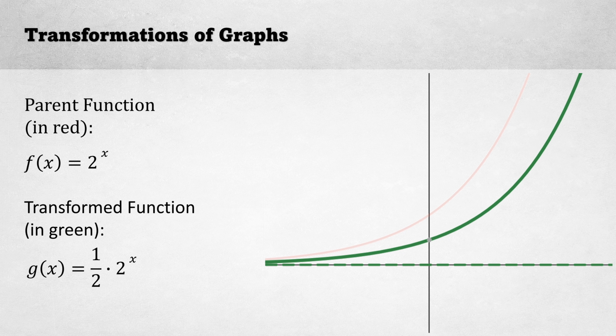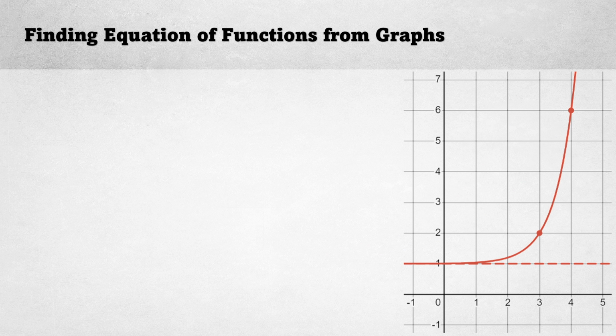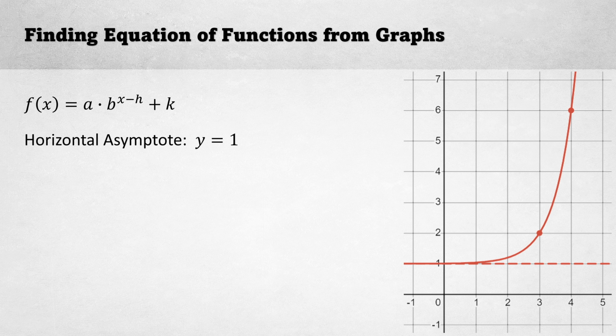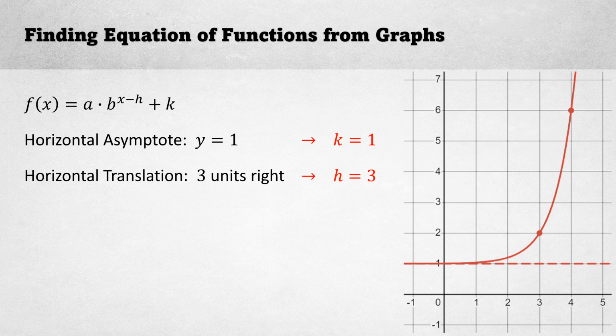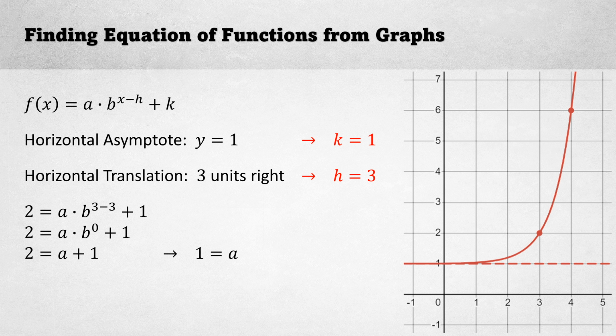It looks shorter. What if we were asked to find the equation of an exponential or logarithmic function given a graph? Here's an example. We can identify this graph as an exponential function. The horizontal asymptote is at y equals 1, so the value of k is 1. The horizontal translation is 3 units right, so the value of h is 3. We plug in these two values of h and k and simplify the equation, and we get a equals 1.